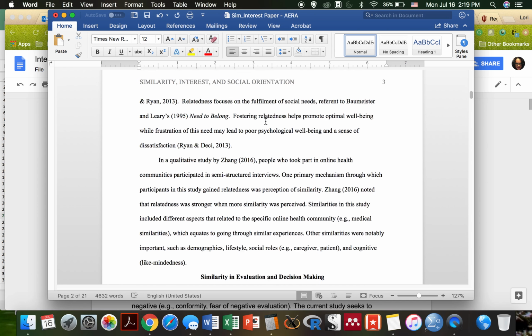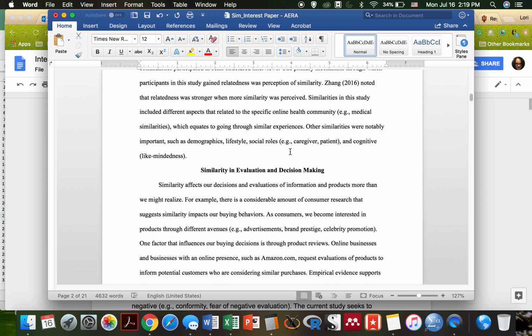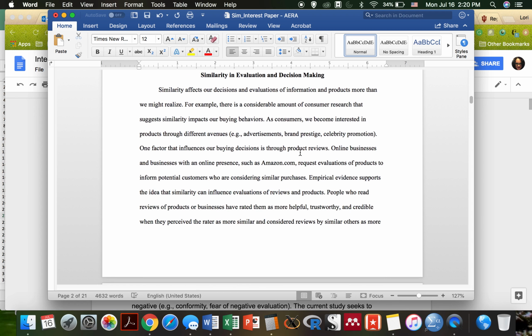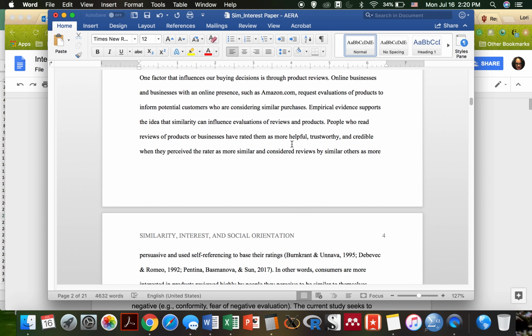Now, I move on, and I'm using headings here, so relatedness and similarity. And then I talk about it in a different way here, similarity and evaluation and decision making. So you guys might, let's say you're doing procrastination and stress. You might actually, if you want to, talk about procrastination separately, about what it is, and have a few citations there. Talk about stress separately and what it is, and a few citations there. And then talk about how they relate. That would be fine too, and I would help you learn how to make those flow together.